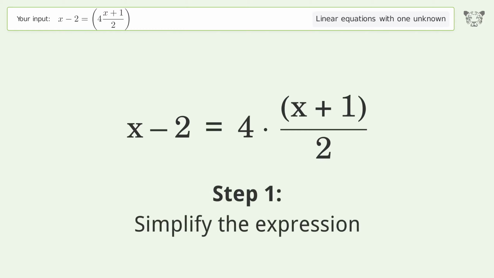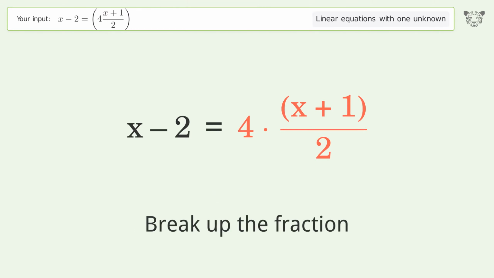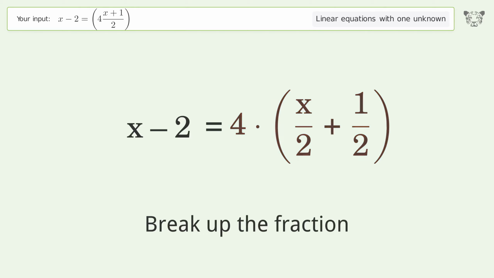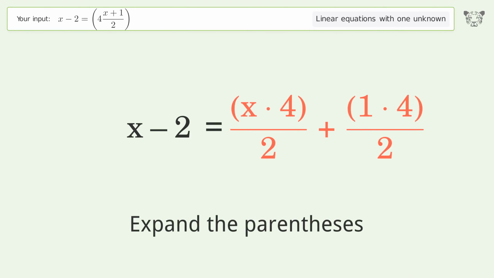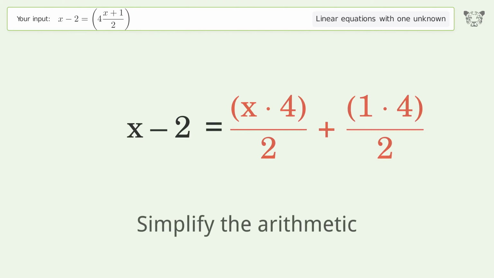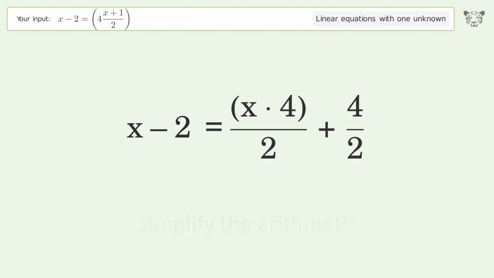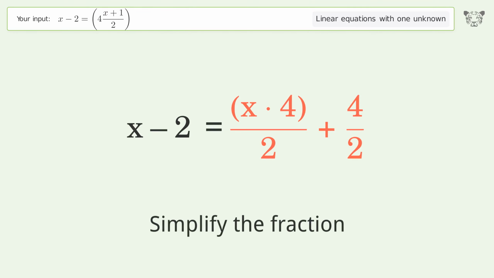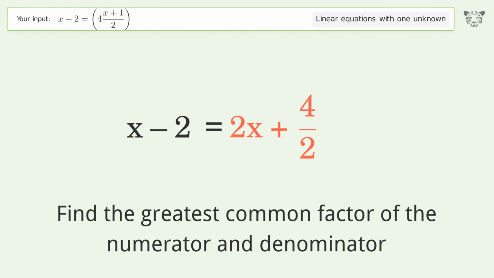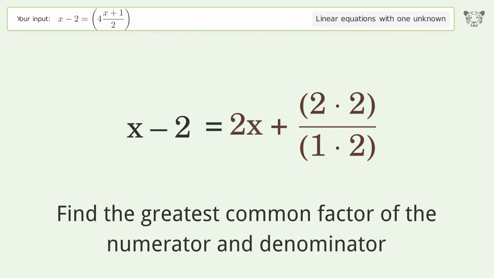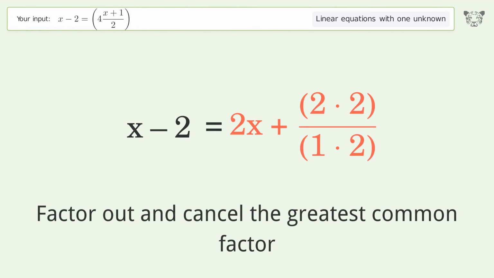Simplify the expression. Break up the fraction. Expand the parentheses. Simplify the arithmetic. Simplify the fraction. Find the greatest common factor of the numerator and denominator. Factor out and cancel the greatest common factor.